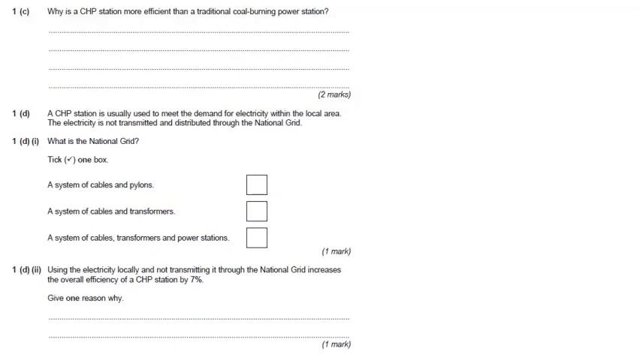A CHP station is more efficient than a traditional coal burning station because less energy is wasted, as it is used usefully to heat homes. We get a mark there for pointing out that less is wasted and another mark for pointing out how it's used. The last part of this question is about the national grid.